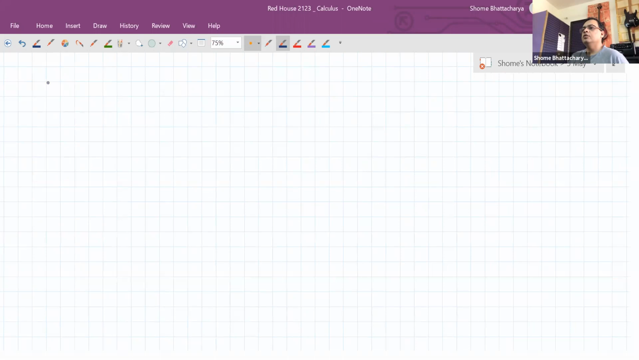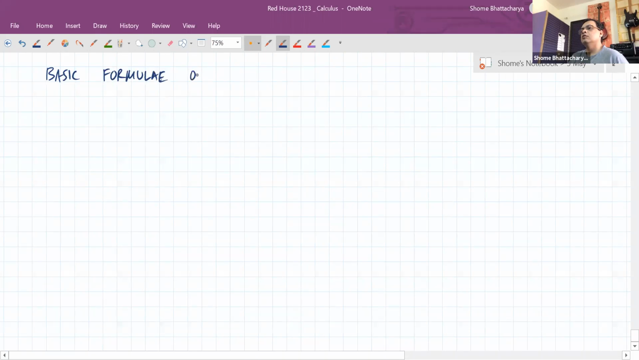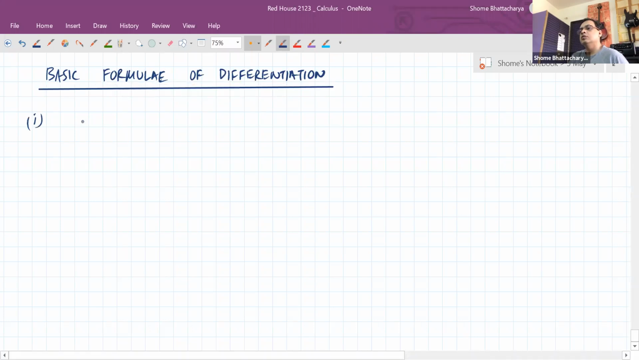So let's look at, first of all, the basic formulae of differentiation. So, differentiation of a constant is equal to 0. This is the most basic and most fundamental one. C is a constant. And the logic of this is very easy to understand.